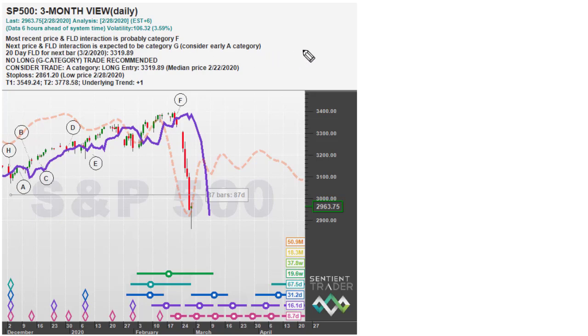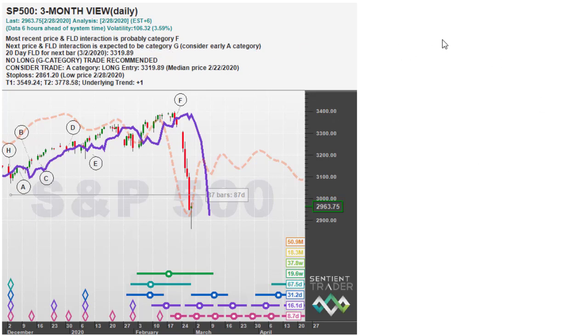You can see that the recommendation in Hurst signals is stating it could be a category G, but you should consider an early A category, okay? Because yes, it's possible that we're going to bounce out of that trough. Okay, so I hope that was useful.